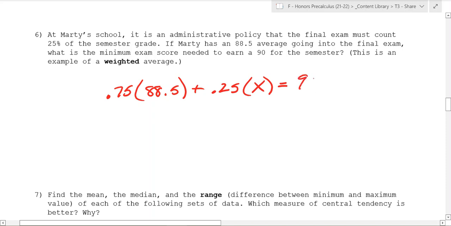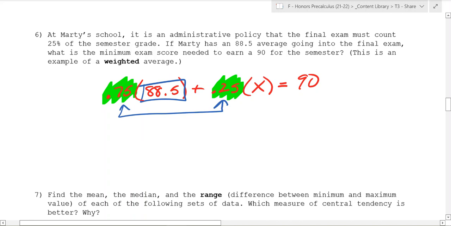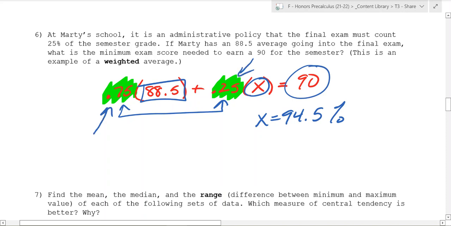Needs to be 90. So you can kind of think of this as, not the final exam right there, and that's the final exam. Together that better be 100 because that's the whole grade. And that takes out the 88.5, and this is the final exam grade. So when you solve for X, you end up with 94.5, and that's percent. So to get that 90, you would need at least a 94.5%. But again, this is how much the final is weighted, and then that's the average on the not final, and then that's the score of the final.